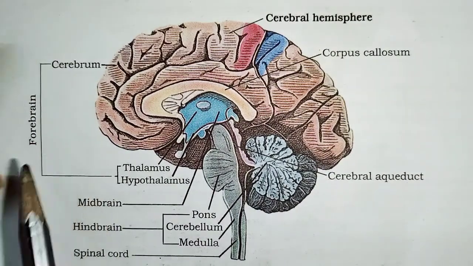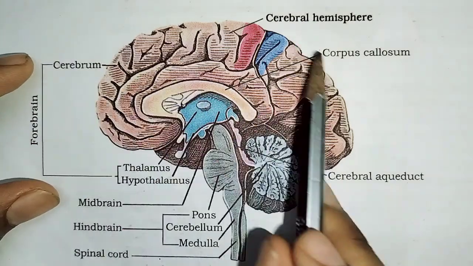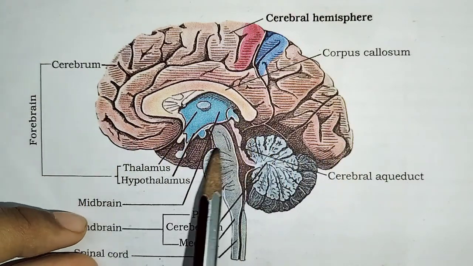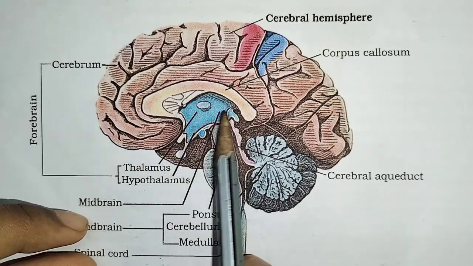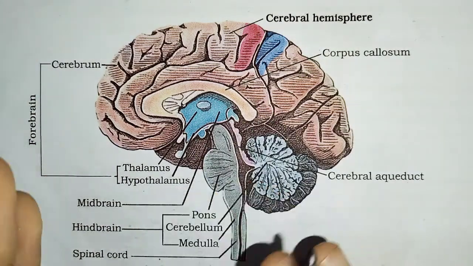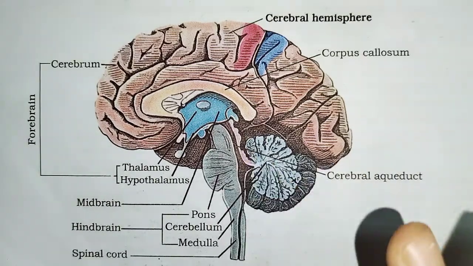Okay, so our brain is of three parts: forebrain, midbrain and hindbrain. So this part is the forebrain. The midbrain consists of this part, and the hindbrain consists of this part. Okay, so the three parts of the brain are situated like this.